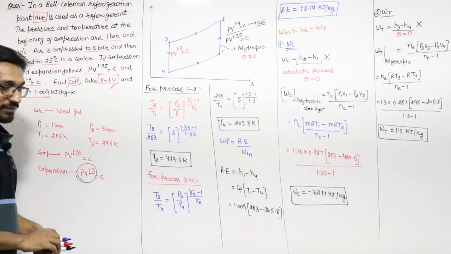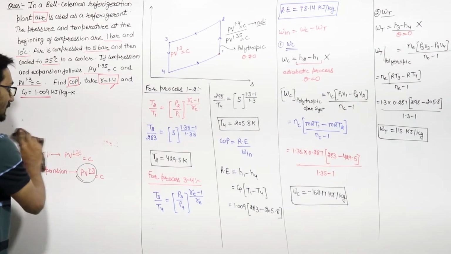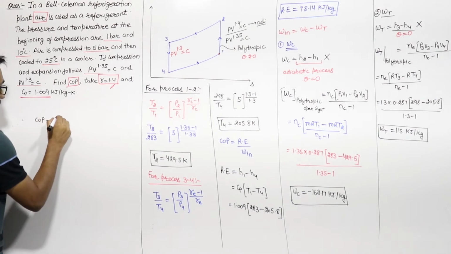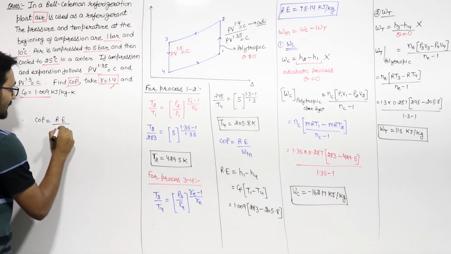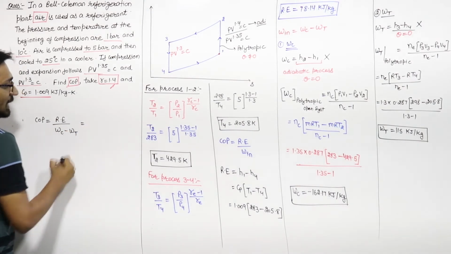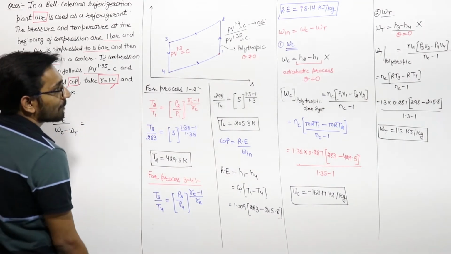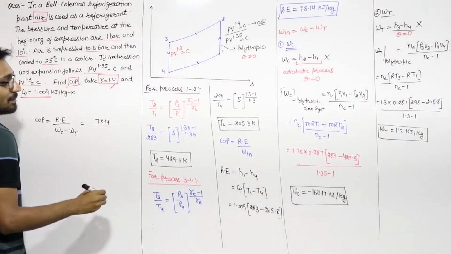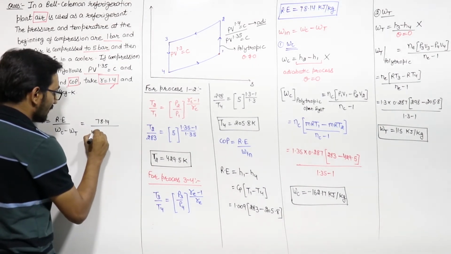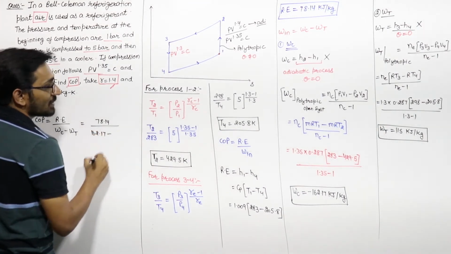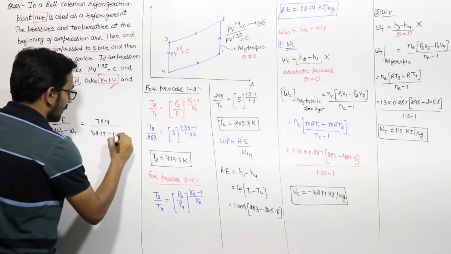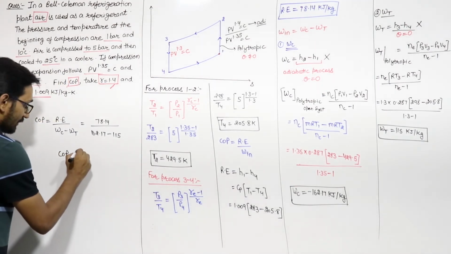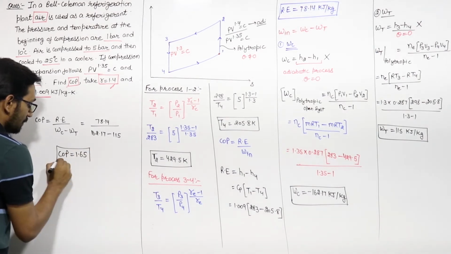115. Now it's very simple to find the COP. COP will be equal to refrigeration effect divided by compressor work minus turbine work. This will be equal to, how much is the refrigeration effect? 78.14, if you take the magnitude only. What is the compressor work? 162.17, minus how much is the turbine work? 115. If you solve this, then the COP will come out to be 1.65. COP will be 1.65.